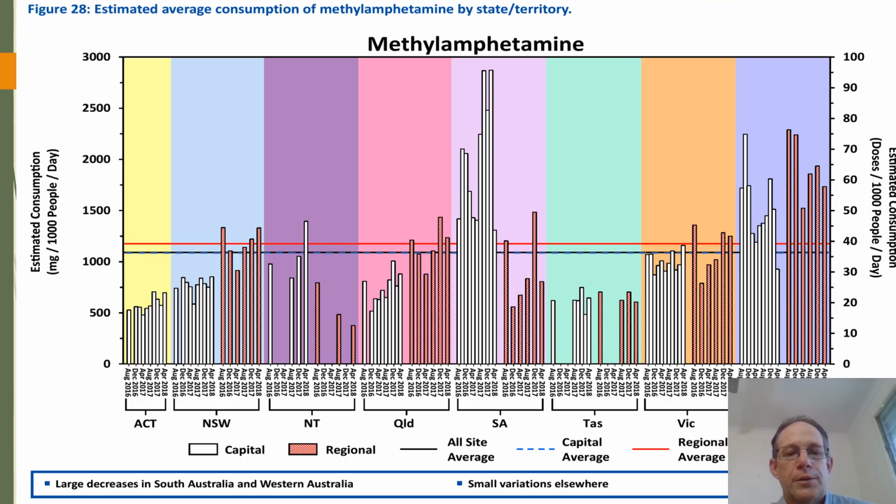This is a statewide interstate comparison of trends in wastewater methamphetamine, and it does show that in most areas it's still trending upwards. This is data from 2016 to 2018. Particularly South Australia has very high levels.